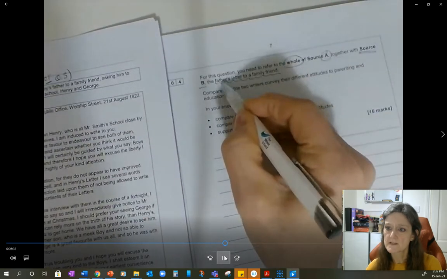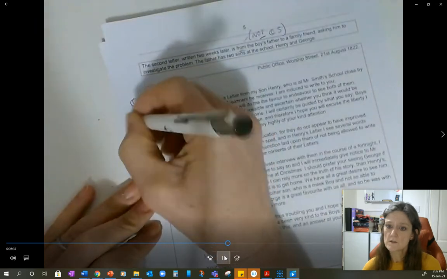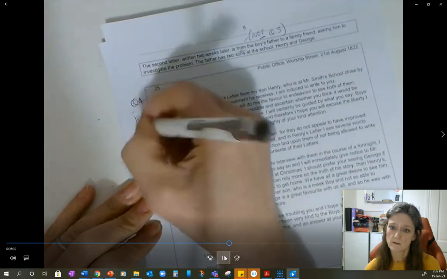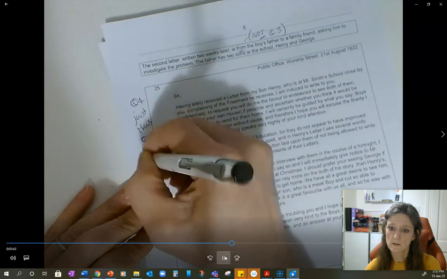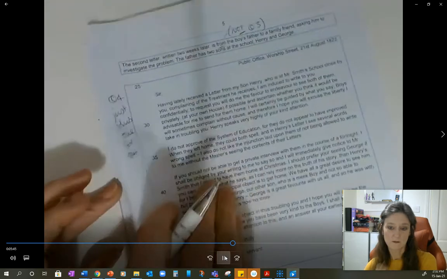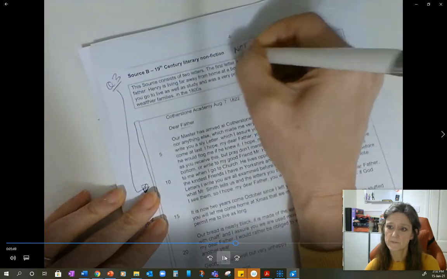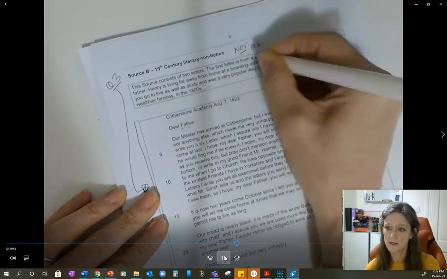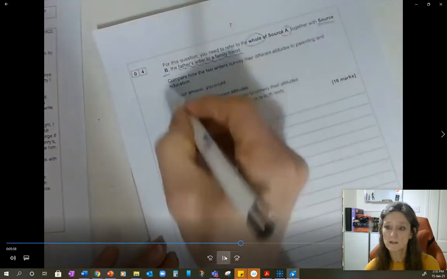Source B, the father's letter to a family friend. I'm checking again because it is confusing. You must do this in your exam. Okay, so here we go. Just this on question 4. I've written question 4, just this bit, not this bit, not this page, just the other page. I don't want to be writing about the wrong bits because you haven't got time to get it wrong in this exam.